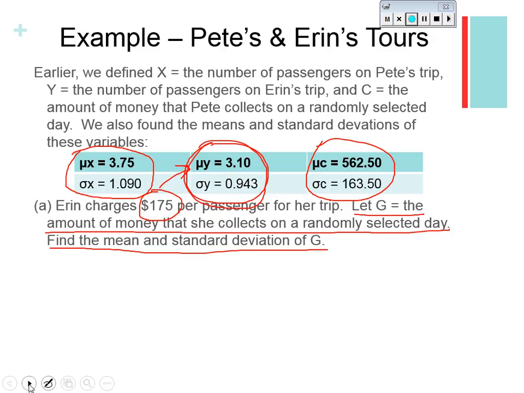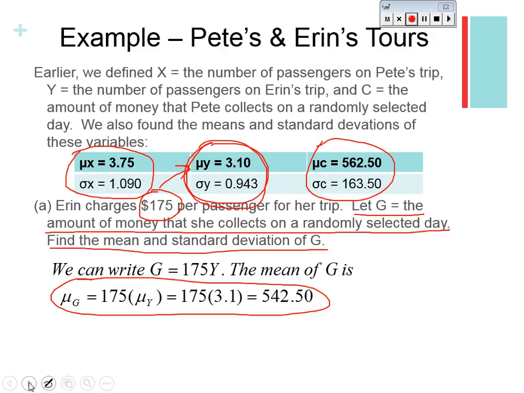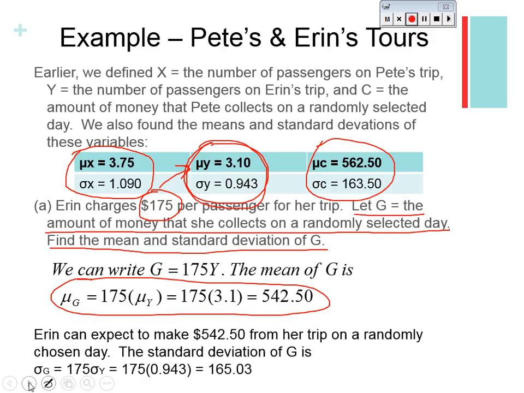So to find what the mean would be here, I would simply take 175 times the 3.1, and that gets me $542.50. She would expect to collect that on any given trip. And then for the standard deviation, I'm also going to multiply that by 175. So we would expect about $165.03 as the average amount by which the money collected should differ from the mean.